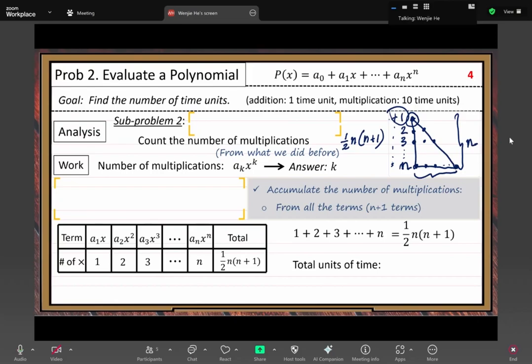Remember, last time at the end, we used a reasonable assumption. I don't want to go back to the previous slide, so I'll just describe it. Our previous assumption is that the amount of time used in calculating a multiplication equals 10 times the time used to calculate an addition. That's based on the CPU internal mechanism.